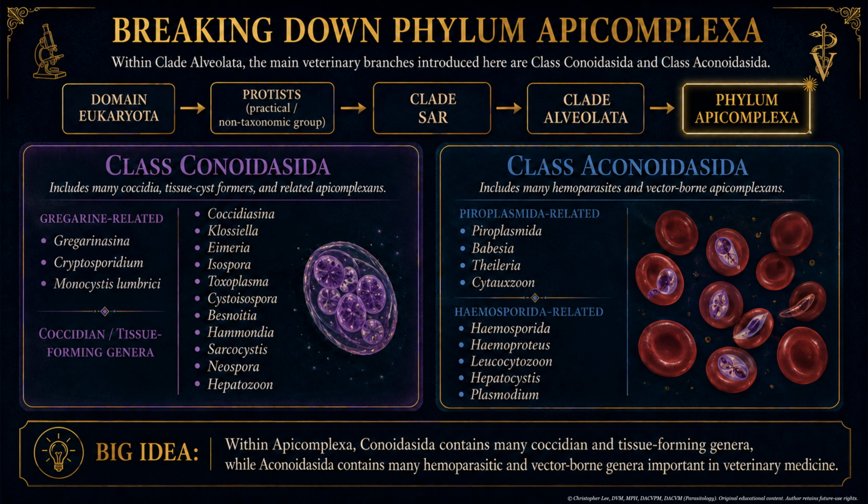Aconoidasida includes many hemoparasites and vector-borne apicomplexans. Piroplasmida includes genera such as Babesia, Theileria, and Cytauxzoon. Haemosporida includes genera such as Plasmodium, Haemoproteus, and Leucocytozoon. These organisms are small, but clinically, they are anything but minor.